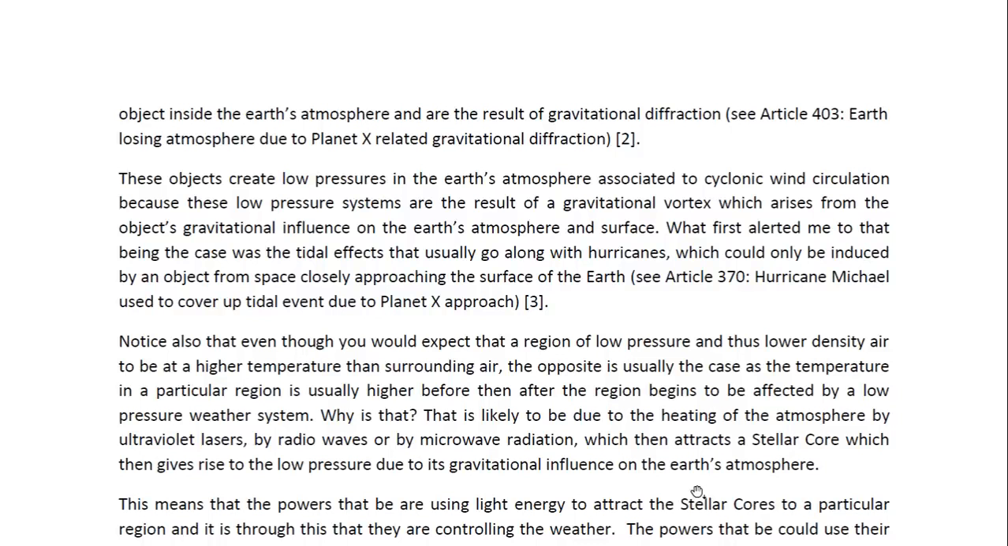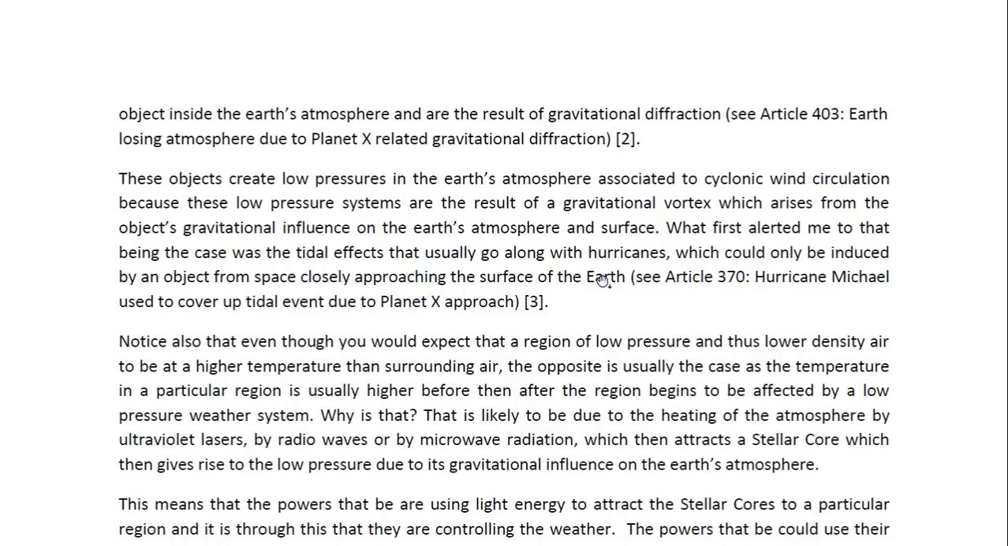In other words, a Planet X system stellar core, and are the result of gravitational diffraction because they create a gravitational vortex, which is a diffraction effect. And you may look at Article 483 entitled Earth Losing Atmosphere Due to Planet X-Related Gravitational Diffraction. Now, these objects create low pressures in the Earth's atmosphere associated to cyclonic wind circulation because these low pressure systems are the result of a gravitational vortex which arises from the object's gravitational influence on the Earth's atmosphere and surface.